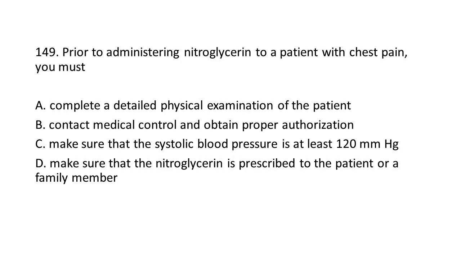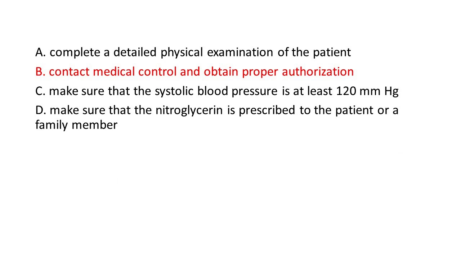149. Prior to administering nitroglycerin to a patient with chest pain, you must A. Complete a detailed physical examination of the patient. B. Contact medical control and obtain proper authorization. C. Make sure that the systolic blood pressure is at least 120 millimeters of mercury. D. Make sure that the nitroglycerin is prescribed to the patient or a family member. The answer is B. Contact medical control and obtain proper authorization.